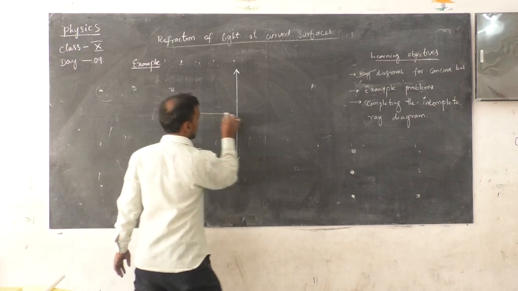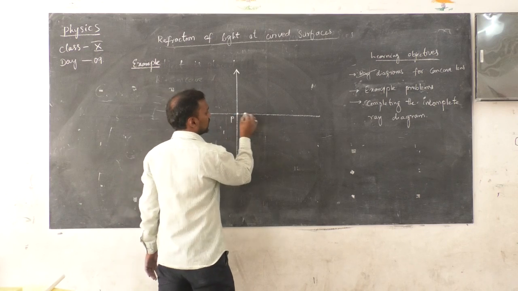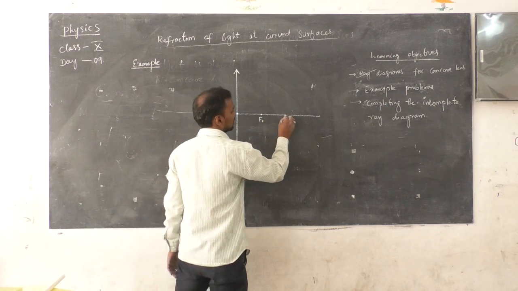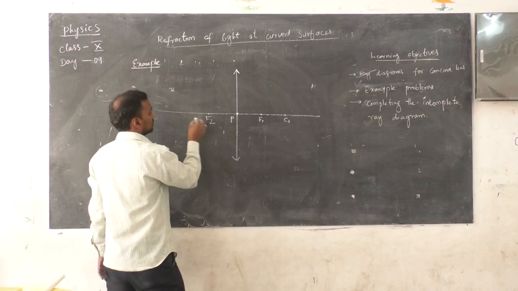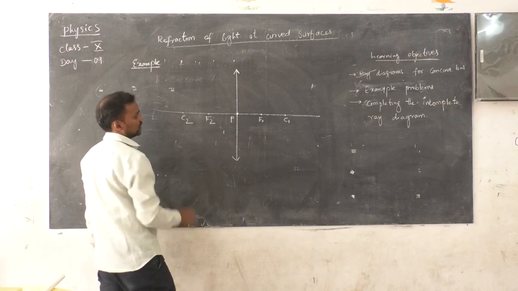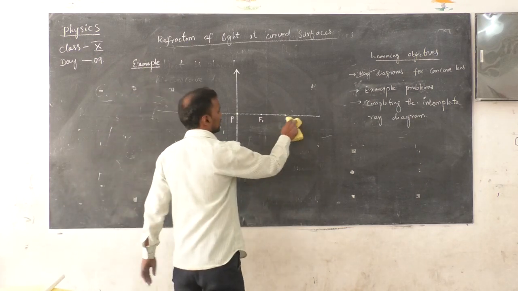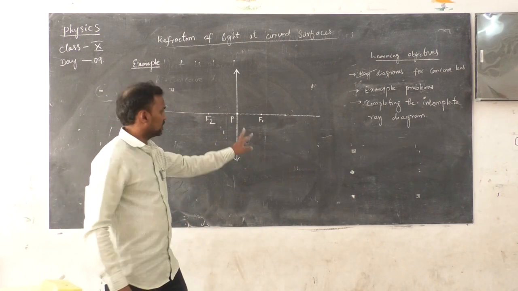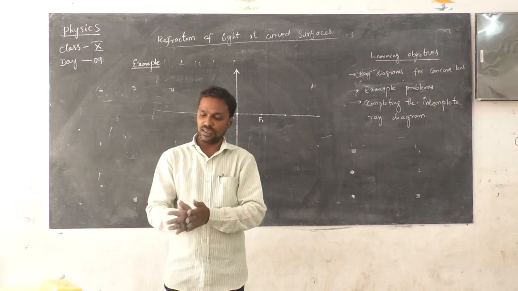So convex lens is there and we have drawn this. What is this? This is the optic center. This is F1 because this is a convex lens, this is C1, and this will be F2 and this will be C2. If we don't take C1 and C2, nothing will happen. So F1 and F2 are enough for us.